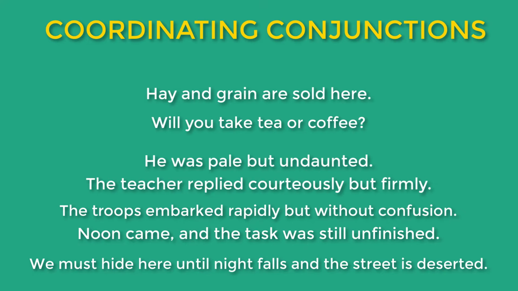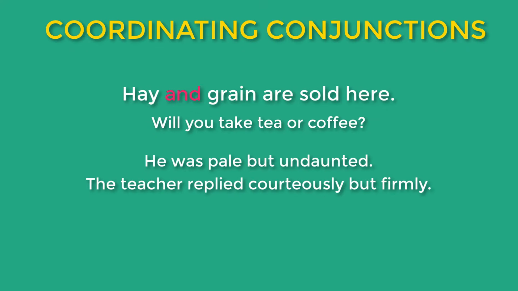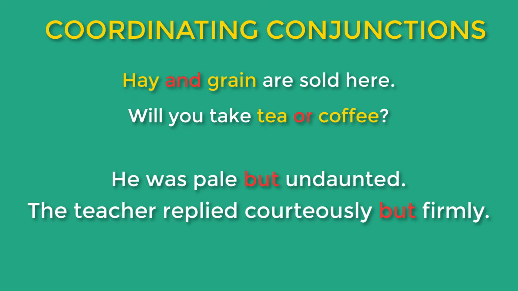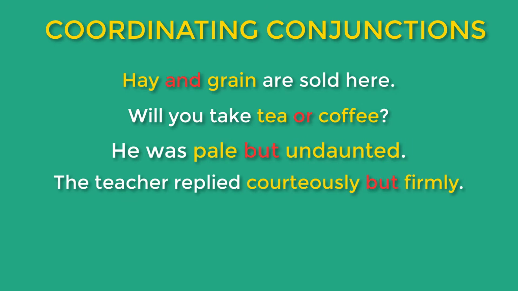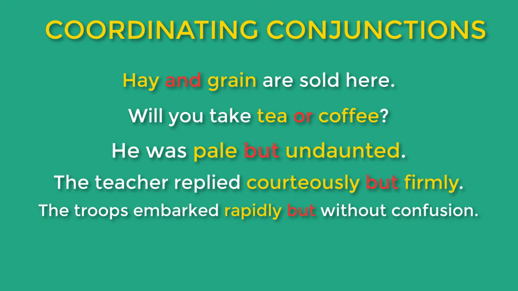Let's take a look at the first 4 sentences. In each of the first 4 sentences, the conjunction and, or, but connects single words that are in the same construction: subjects, objects, predicate adjectives, or adverbs. In the 5th sentence, the conjunction but connects an adverb with an adverbial phrase, both being modifiers of the verb embarked.